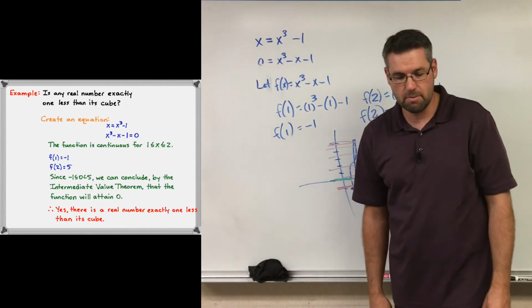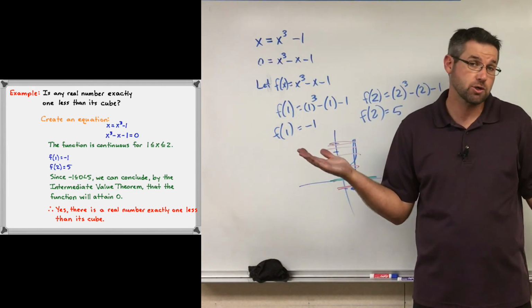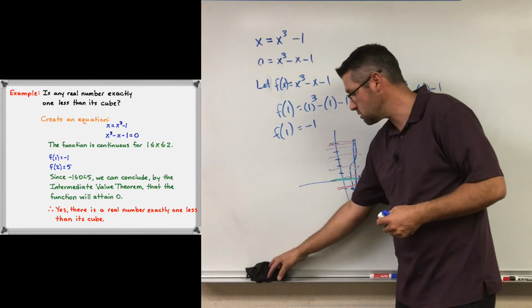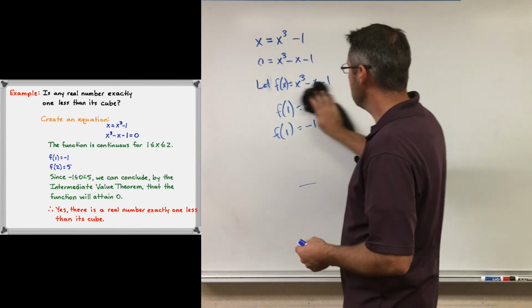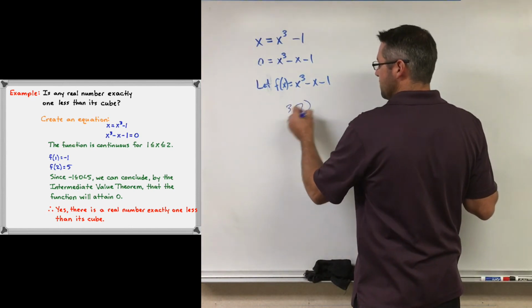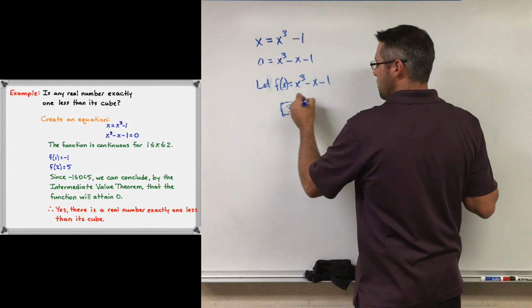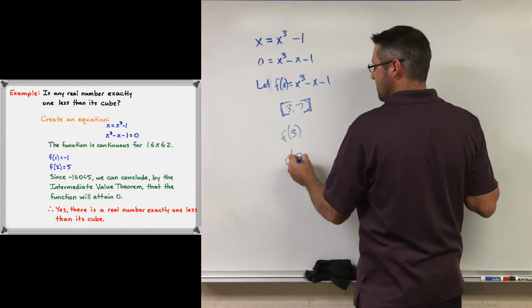Now, somebody might say, well, why did you pick 1 and 2? Because I knew they worked. Well, what about me? I don't know what works. You're right. So you just kind of try and see what happens. So maybe you try the closed interval 3 to 7, right? We look at those two values, f of 3 and f of 7, and we see what we get.